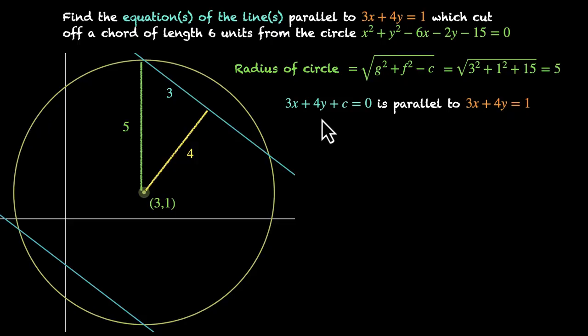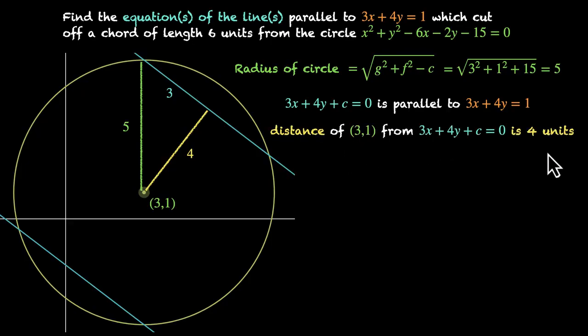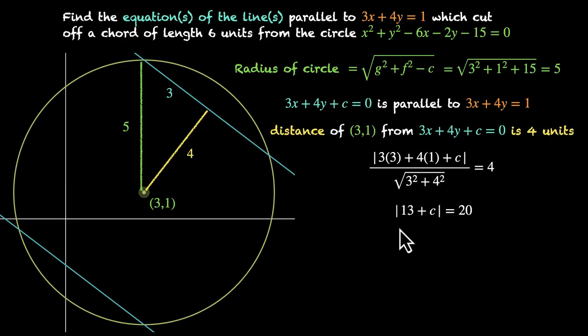And now let's find the distance of this line from this point. We'll equate this to 4 to find the value of c. Distance of 3 comma 1 from this line is 4 units. So let's apply the formula. We have mod of 3 times 3 plus 4 times 1 plus c, divided by root of 3 square plus 4 square. That's equal to 4. Let's simplify. 9 plus 4, 13 plus c. So that's mod of 13 plus c equals 4 times, this is 25, root of that is 5. So 4 times 5 is 20. So mod of 13 plus c is 20. This means either that's 20 or minus 20. This gives c equals 7 and this gives c equals minus 33.